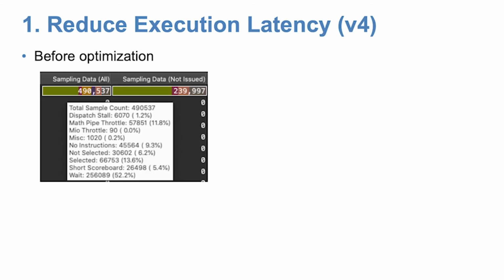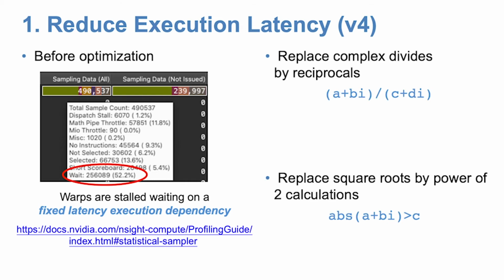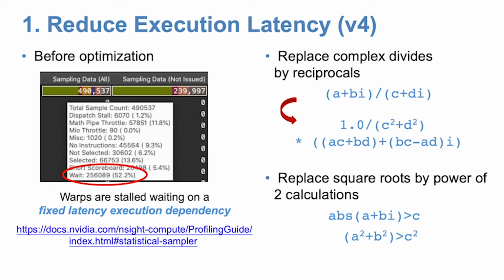Like I mentioned earlier, we want to reduce the execution latency because it's causing a lot of warp stalls. On this Nsight Compute profile, you can see that there's a very high percentage of warp waits, contributing to 52% of the warp stalls. According to this kernel profiling guide, warp waits are caused by long execution dependencies, and divisions and square roots are some of the obvious culprits. So we have replaced the complex number divisions with reciprocals and square root calculations with power of 2 calculations. The second replacement is possible because the results are only used for condition evaluations, for example, in the if-else statements.